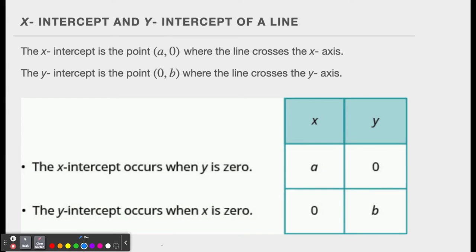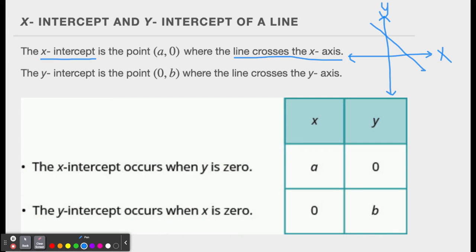Quick review of x-intercept and y-intercept of a line. I know that my x-intercept is the point where my line crosses the x-axis. So if we have our coordinate plane, we know that our x-axis is our horizontal axis running left and right. This is our x-axis. And our y-axis is our vertical axis running up and down.